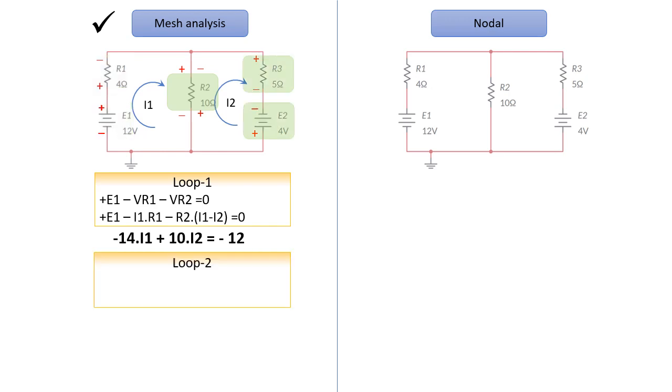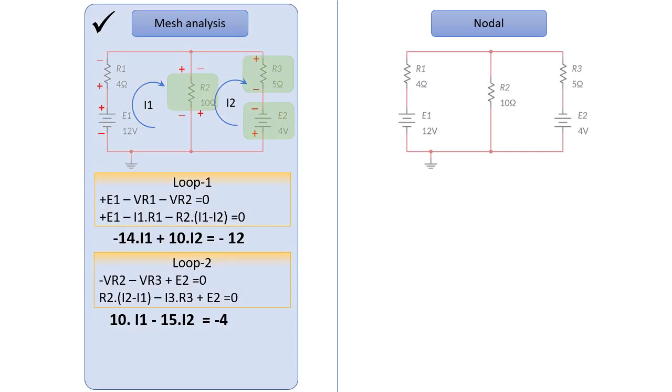For loop 2, we will start by taking the sign as we go out of the element. So we will start from VR2. It's minus VR2 minus VR3 plus E, because we take the sign as we go out. And the final equation looks like this. Then we can solve these equations together using substitution or the matrices or whatever. So this is using mesh analysis.